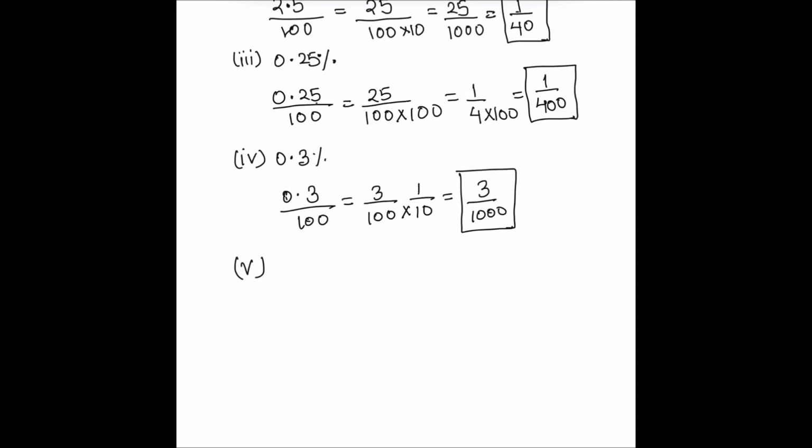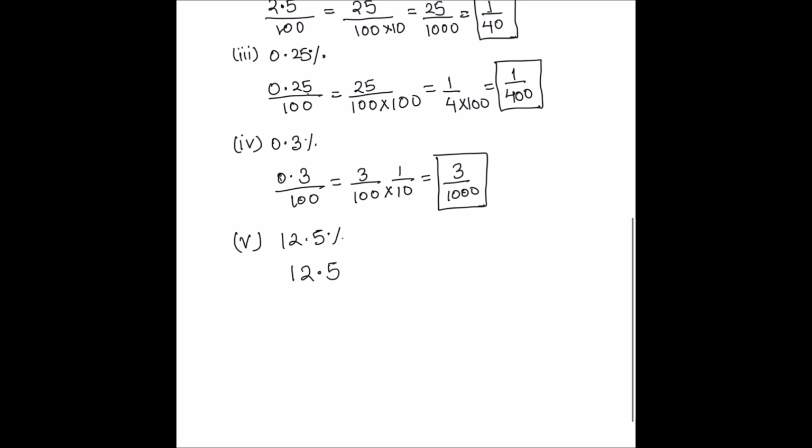Let's do the last one, which is 12.5%. 12.5, remove the percentage sign and divide it by 100. Now this is a decimal fraction. We can change this decimal into normal fraction. There is 1 digit after the decimal point, so we are going to divide it by 10 to make it a normal fraction. So that's 125 divided by 100 times 10. And 125 and 100 can be simplified.